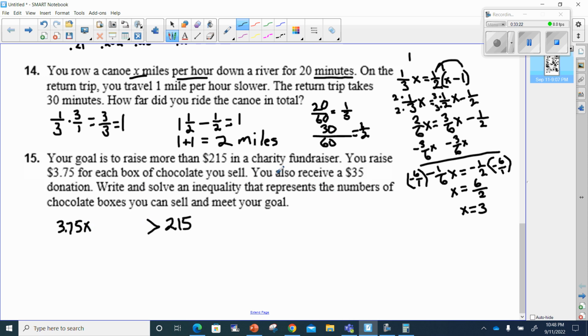All right. You also receive a $35 donation. So we have $35 to add on to here. And that's our inequality right there. This has got to be greater than this. All right. So if I do this, we're trying to find x. I'm going to have to subtract 35 from both sides.